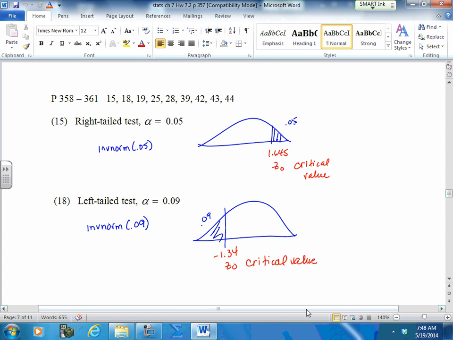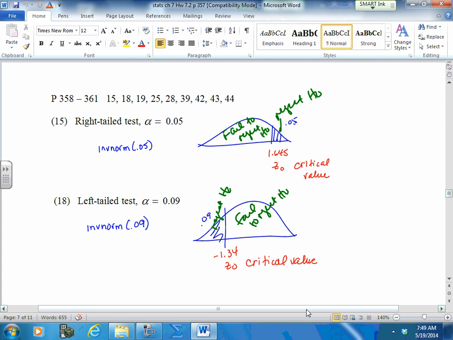The sketches are the most important part of this whole thing because it tells you where your tail is, it tells you where your cutoff is. They just wanted the critical value, but it's a good thing to constantly put this on here. This is your reject H0, this is your fail to reject H0. So it's very, very visual.